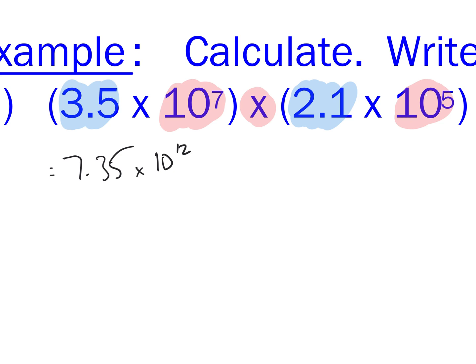We take this number, multiply it by this number, figure out what we get. Then we multiply the two powers together, simplify the exponent, and that's it. Next question.